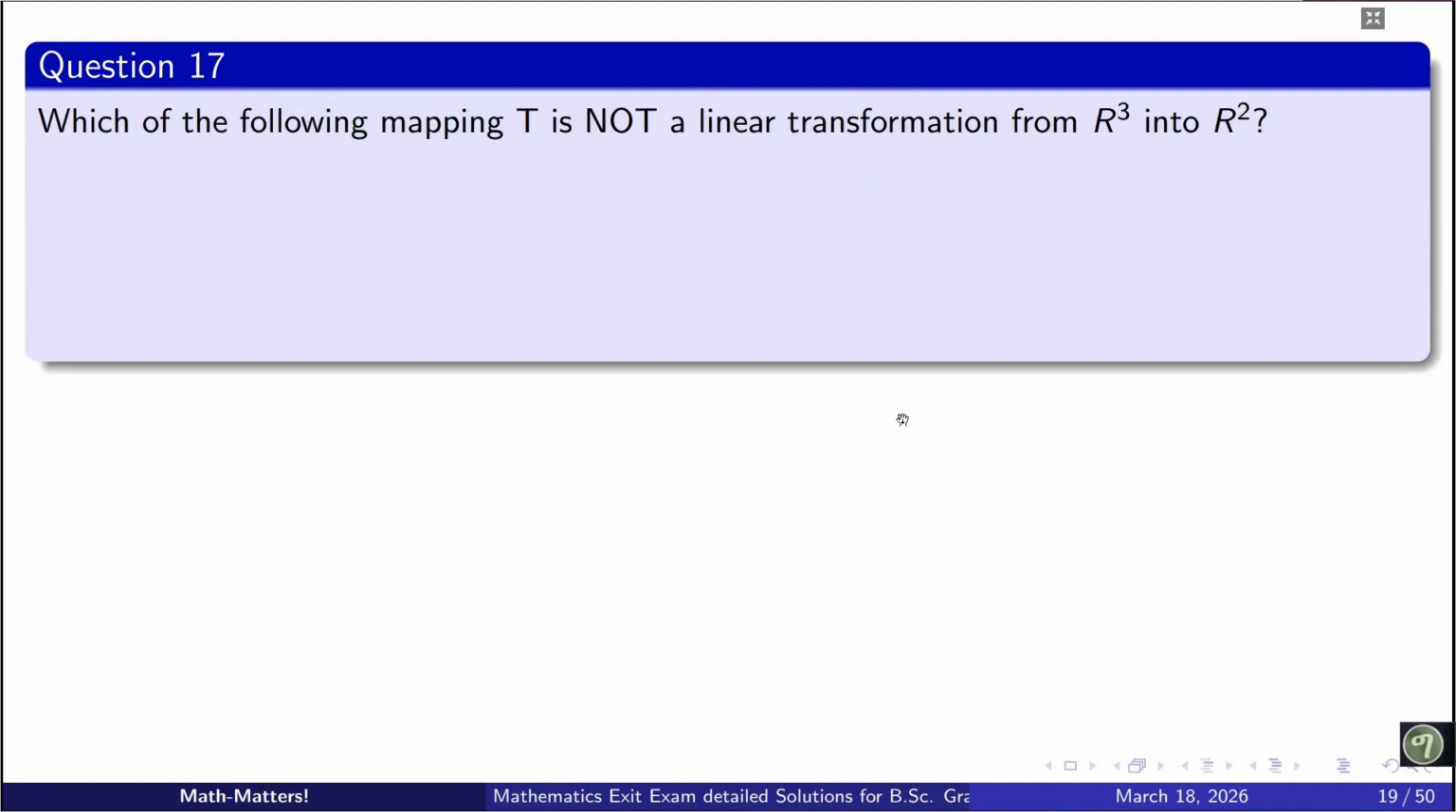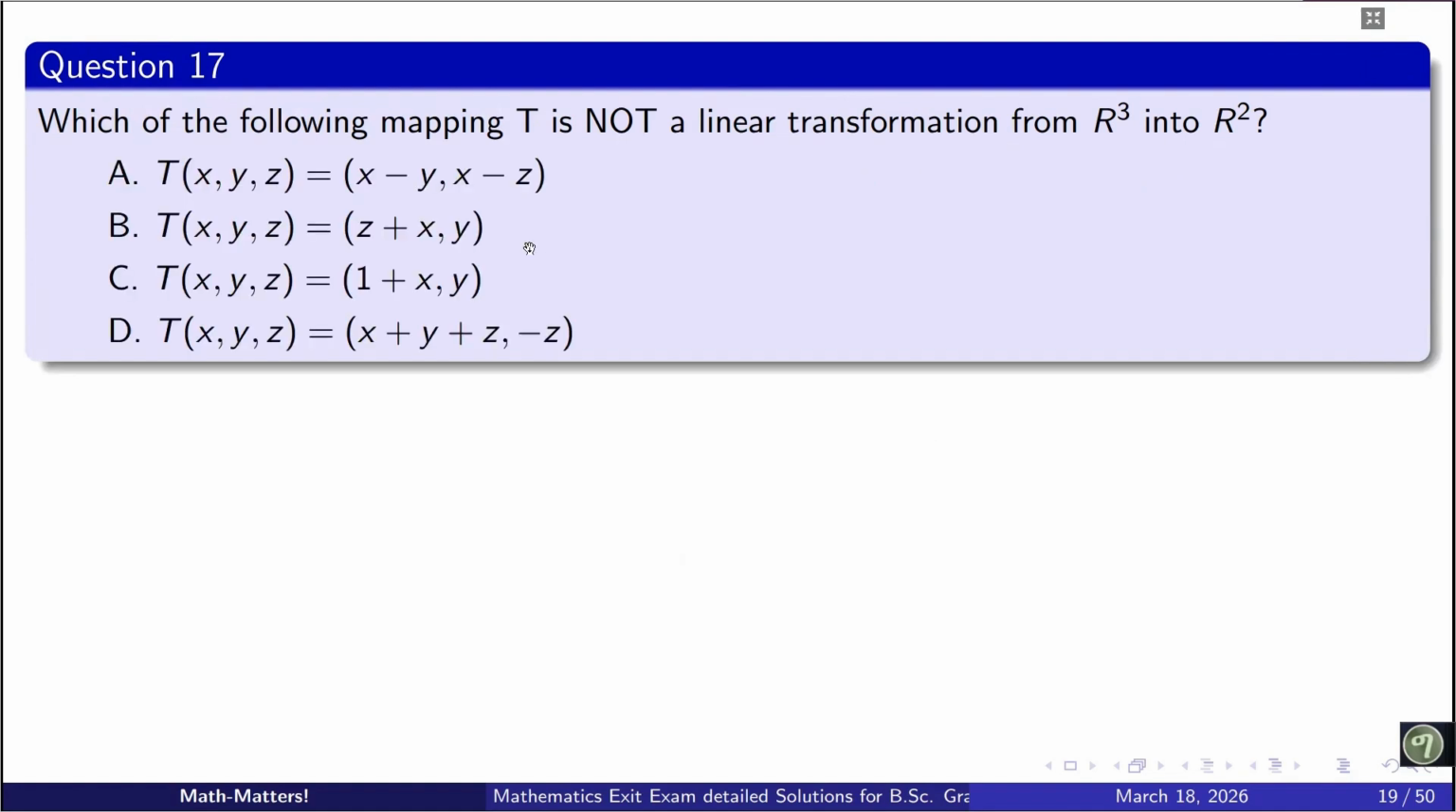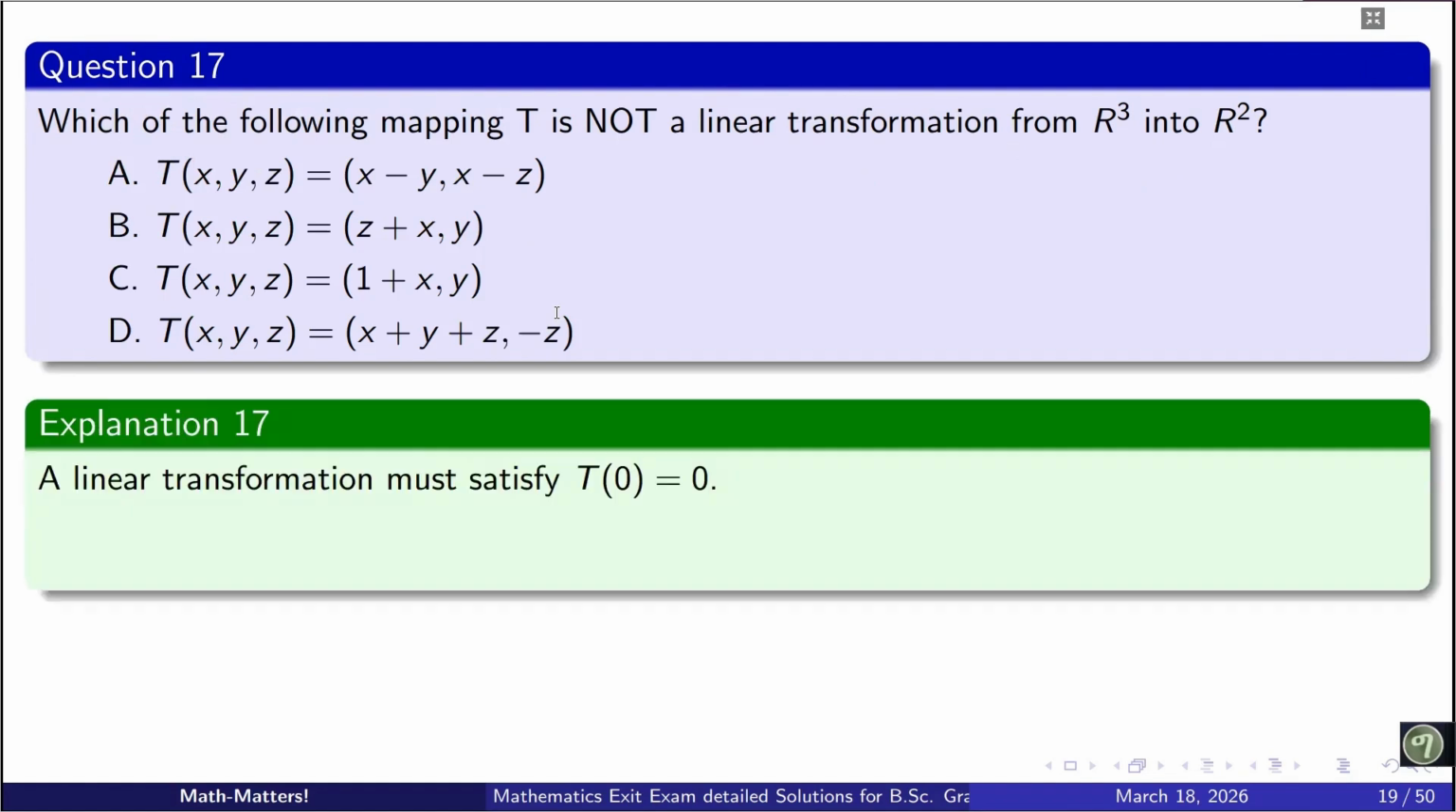Next, which of the following mappings T is not a linear transformation from R cubed to R squared? In order to distinguish which mapping is not linear, we have to know the criteria that must be satisfied by a linear transformation.